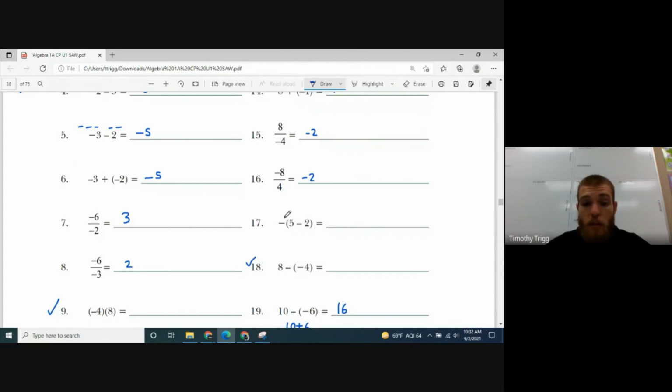Number 17 here, we have a negative in front of this parentheses. Now, what that does is this negative goes to everything in the parentheses. So that's going to make it a negative 5. And then negative 2 makes that a positive 2. So it essentially changes the sign of everything in the parentheses. So here I've got 5 negatives, 1, 2, 3, 4, 5, and then 2 positives. What you're left with is 3 negatives, just like that.